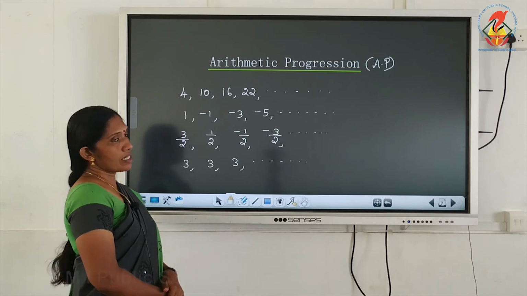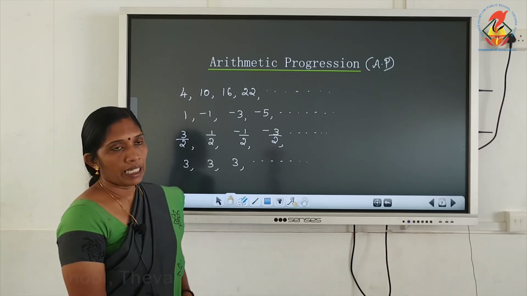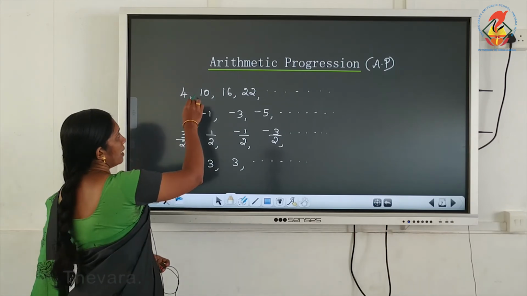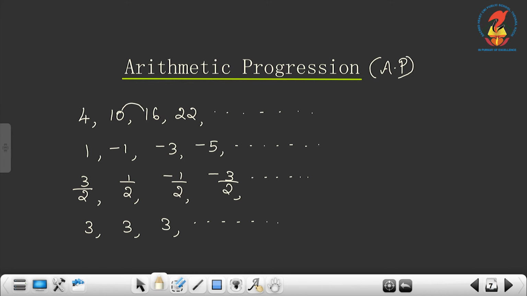So look at the first sequence 4, 10, 16, 22 etc. Each term is obtained by 4 plus 6 is 10, 10 plus 6 is 16 and 16 plus 6 is 22. So it's an AP. And common difference, the notation for common difference is D. D is equal to 6.